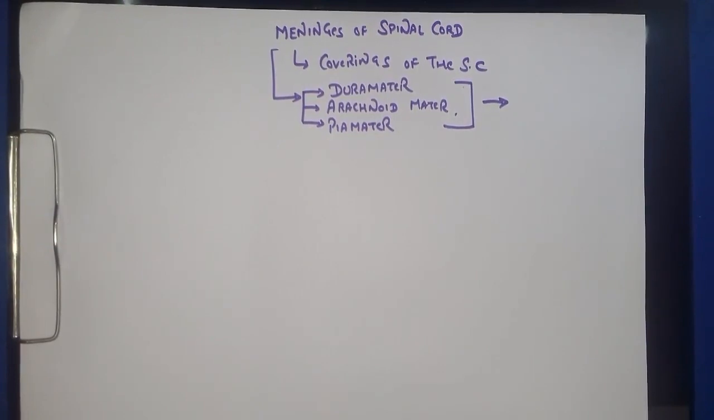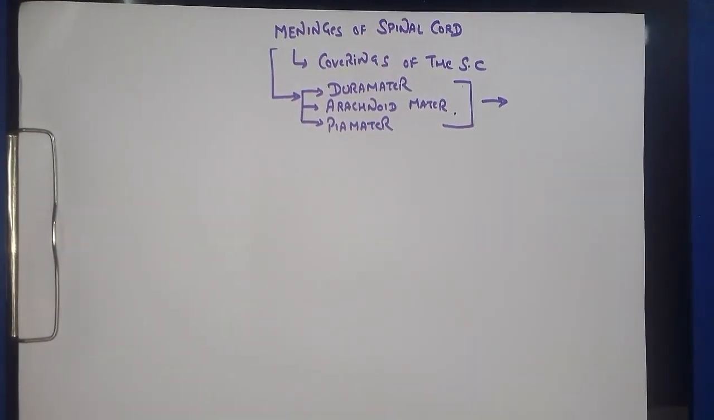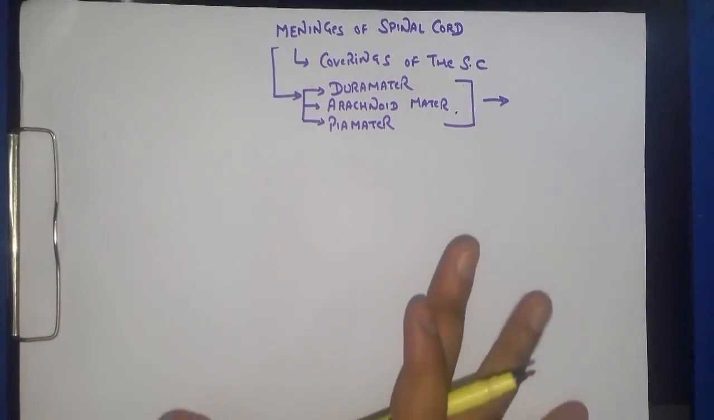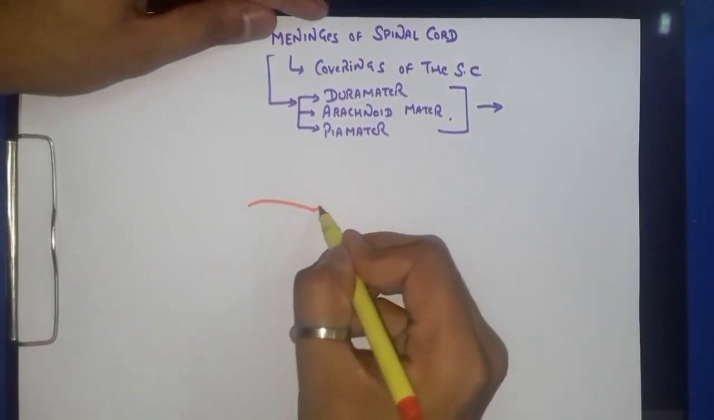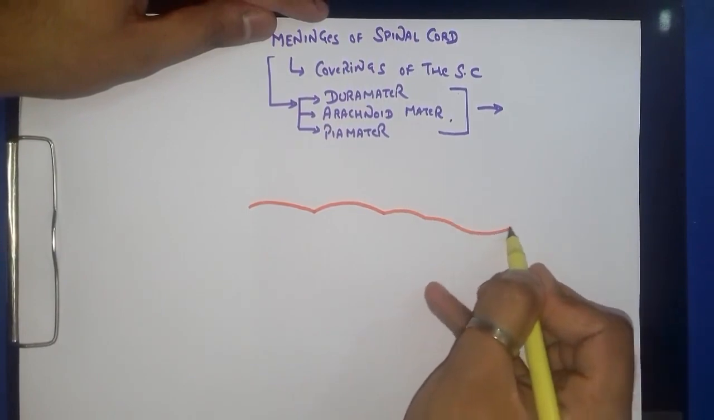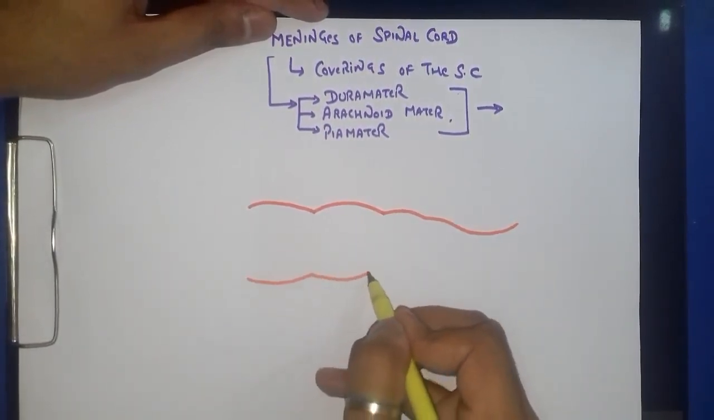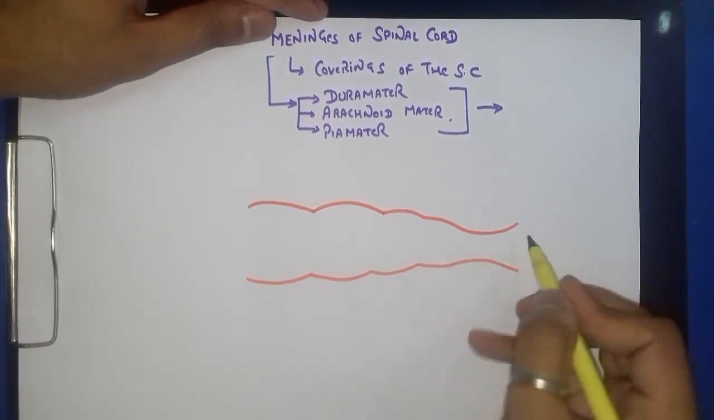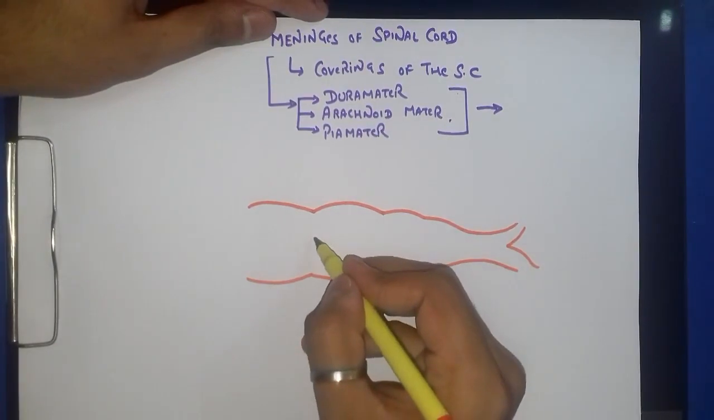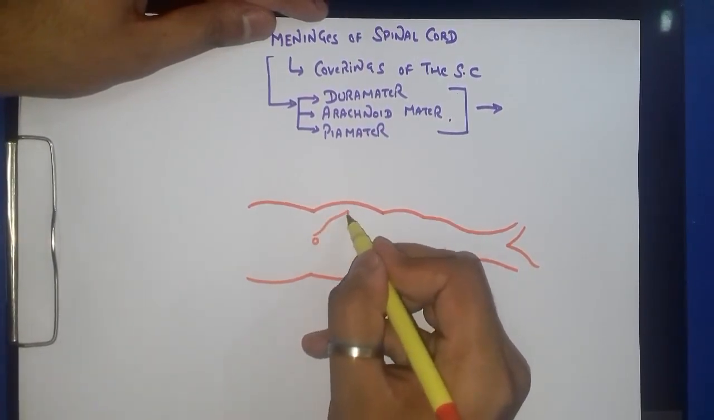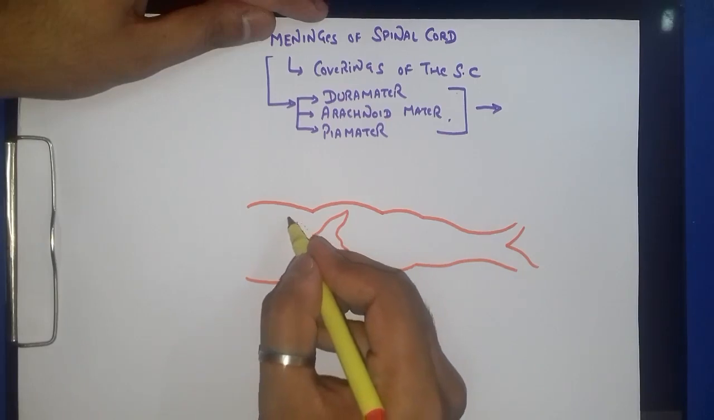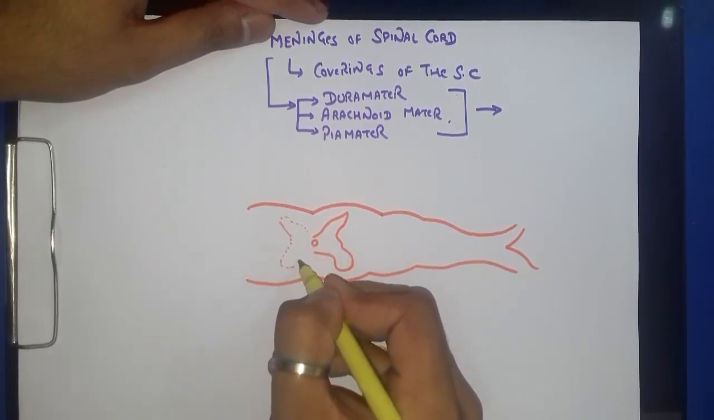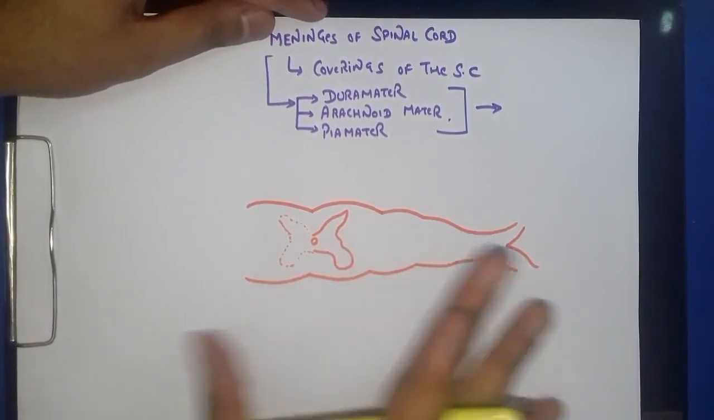In order to study this concept in detail, we first should know about the structure of the spinal cord, which I have told you in the previous video. So here I am going to draw you a general structure of the spinal cord showing the meninges in it. Here I am making the half section of the spinal cord. If I make this part, it will be just like this. I am making this part only in order to make you all understand.